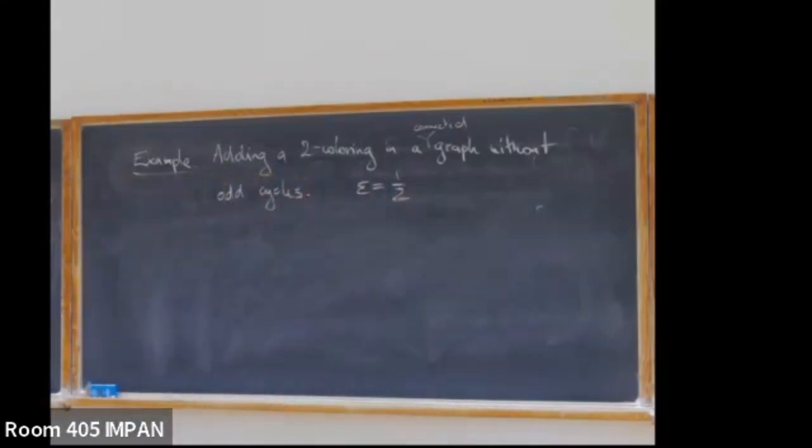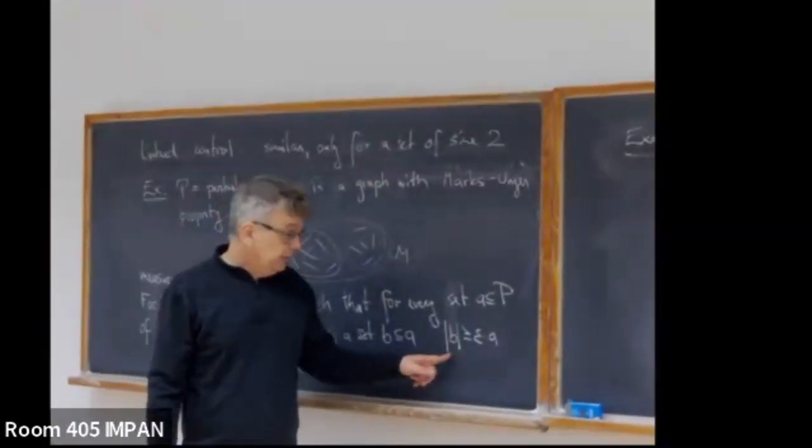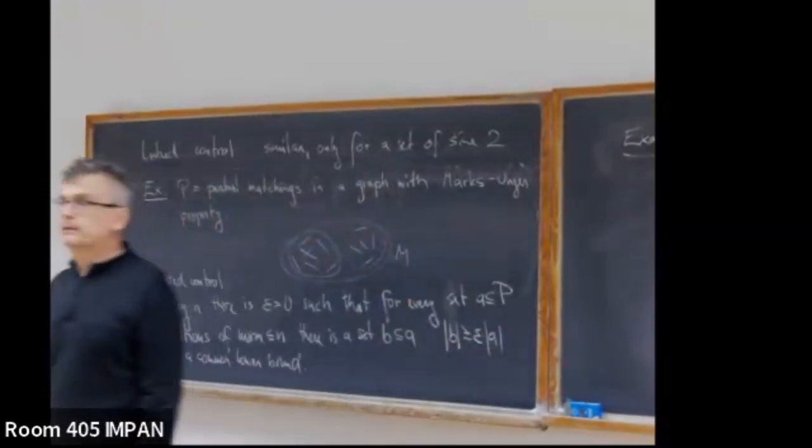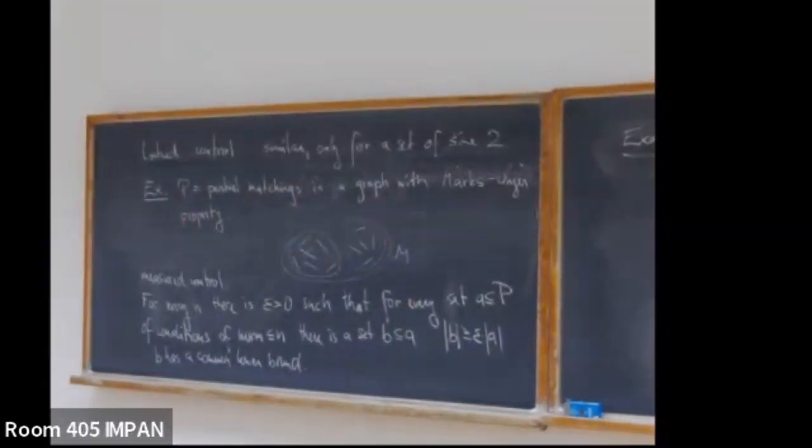No matter what, the norm doesn't matter. The norm of D is bigger than epsilon times the size of A. For every set A of conditions, yes, and the conditions themselves are of norm less or equal to n, there is a set B such that the cardinality of B is at least epsilon times the cardinality of A. Yeah. Okay.